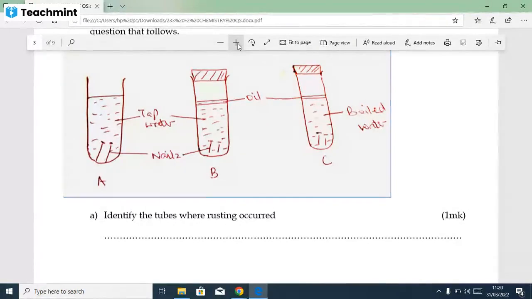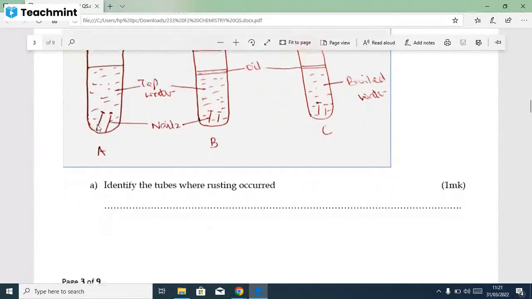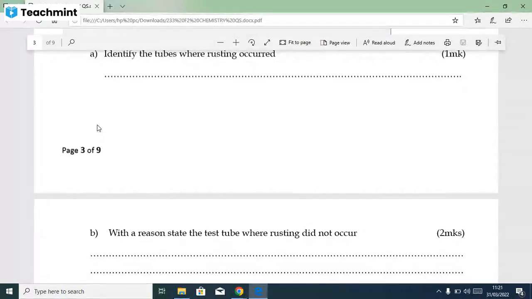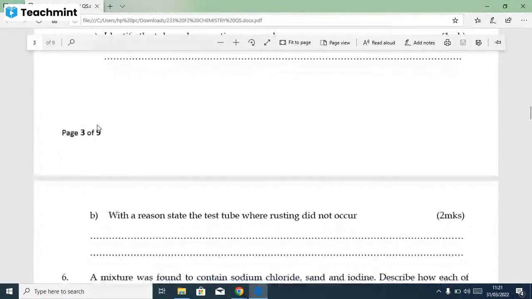A and C, where rusting occurred. Good trial, but I think C is not part of it. A only. A only. Okay, let's explain. It's just to identify. But let's see, with the reason, yes. So identify the tubes where rusting occurred. A. That is just to identify. We are through with that.